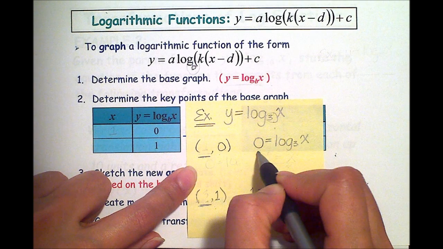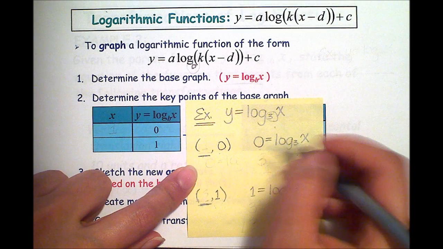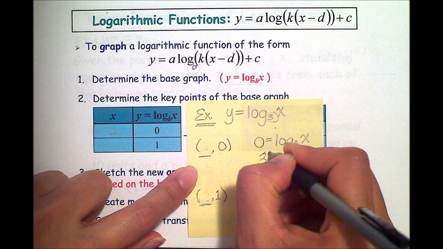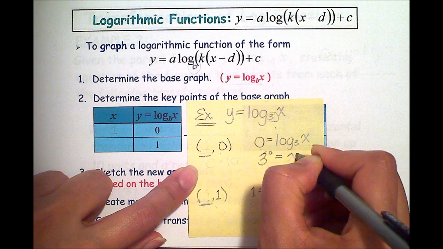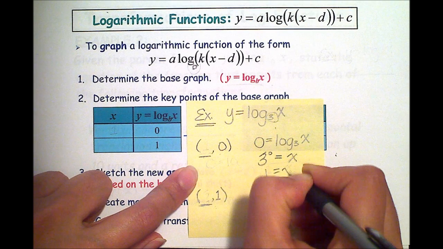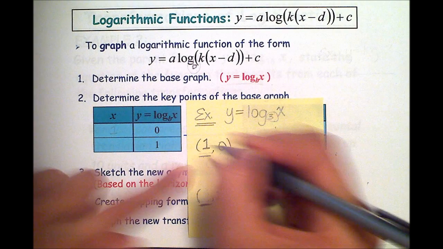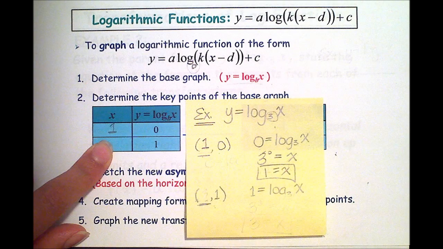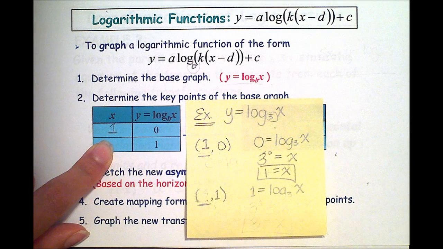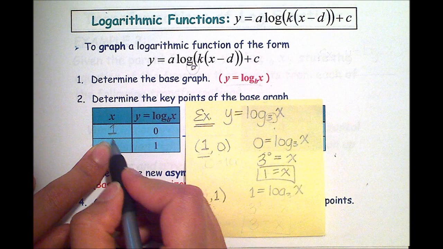have 0 equals log base 3 of x. If I rewrite this in exponential form, that'll give me 3 to exponent 0 equals x, which means 1 is going to equal x. So there's my x coordinate for the very first point. x will always be equal to 1. So you will always have a point at the x-intercept, which is at (1, 0).